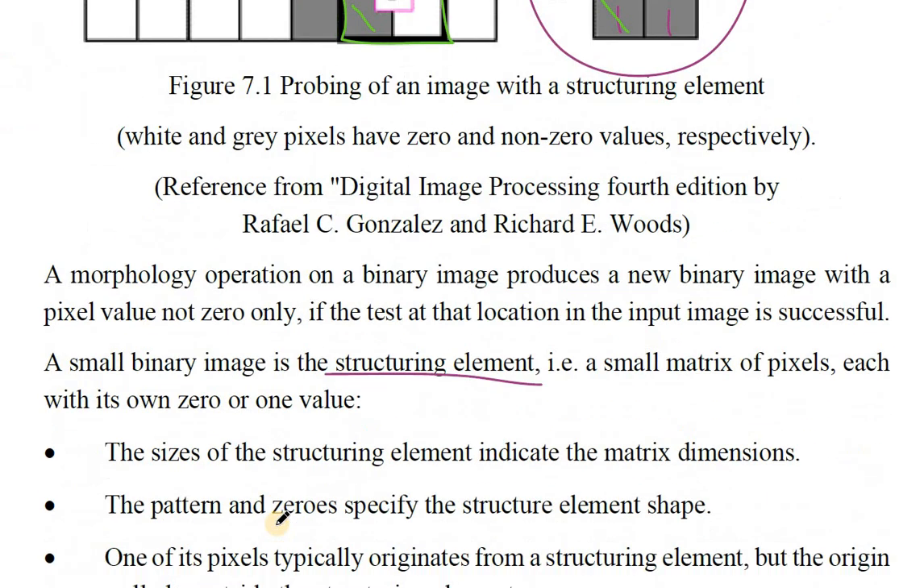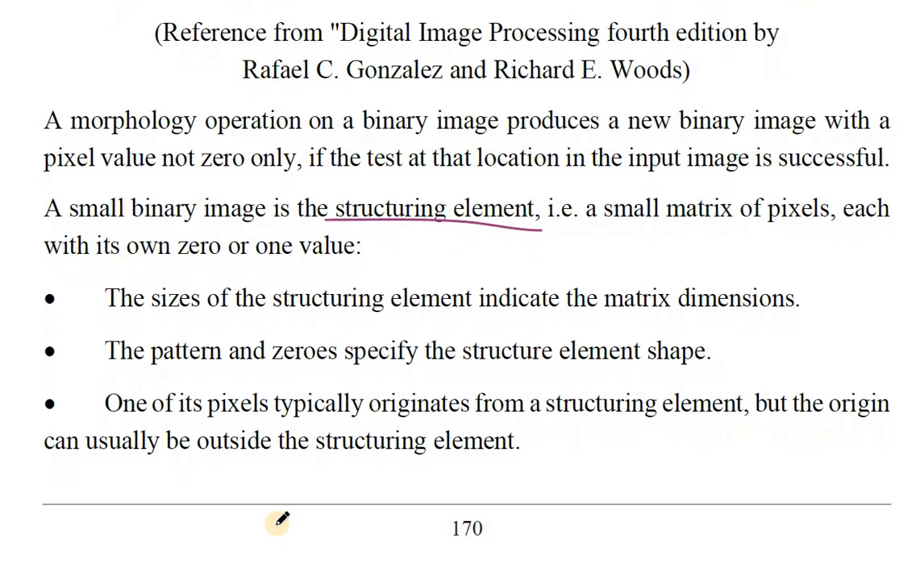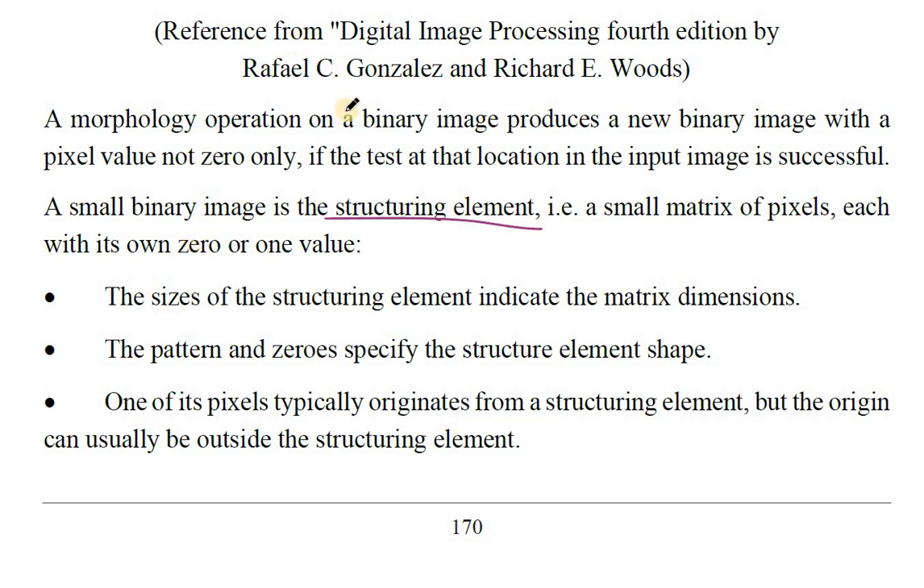So the morphological operation on the binary image will produce a new binary image with a pixel value which is not 0 only if the test at the location in the input image is successful. Now, which test are we talking about? The hit and fit test. Now, the small binary image is nothing but your structuring element. It is a small matrix of pixels, each with its own 0 or 1 value.